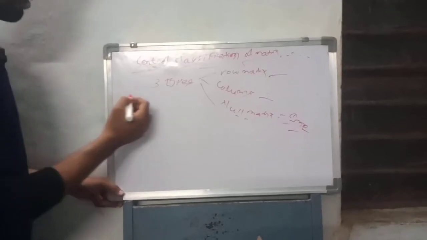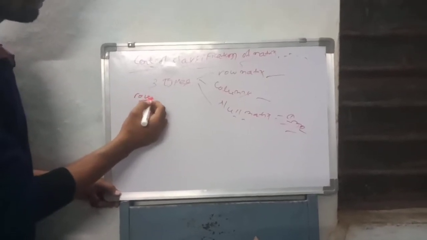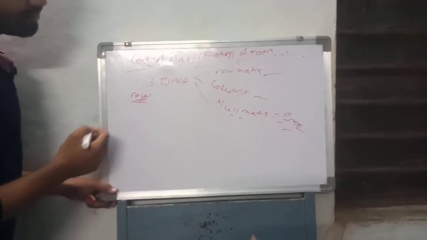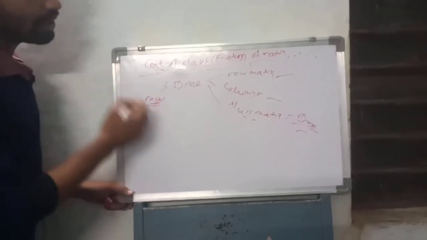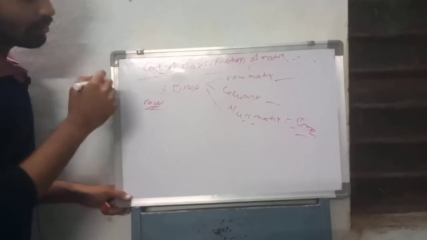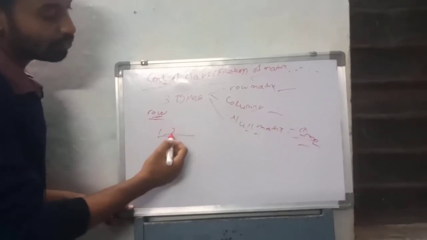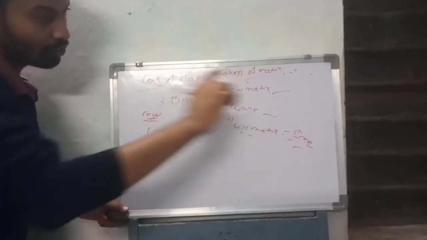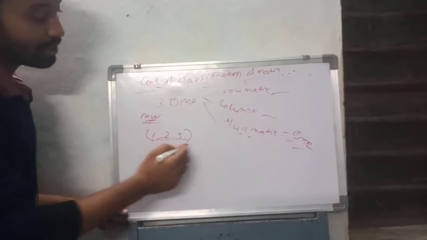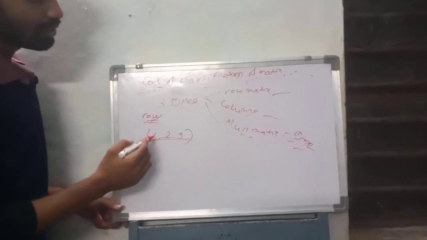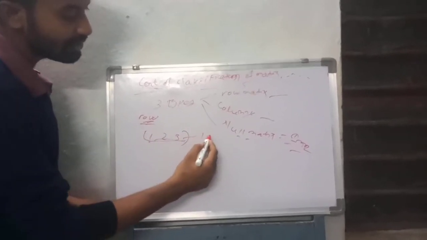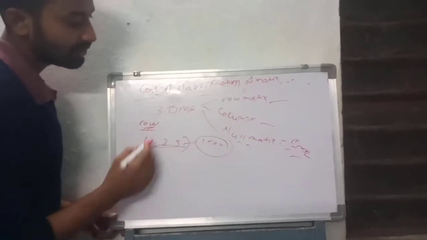Row matrices, what is a row matrix? A row matrix means only one row is present. Row means horizontal line, so all the elements will be present in one row. Take the example 1 2 3. There is only one row present, so this is a row matrix.